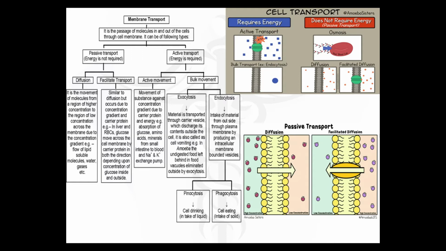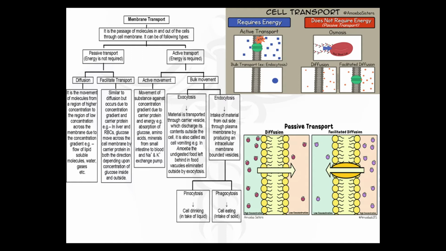Diffusion is the movement of molecules from a region of higher concentration to a region of lower concentration across the membrane due to the concentration gradient. For example, flow of lipid soluble molecules, water, gases, etc. Facilitated transport is similar to diffusion but occurs due to concentration gradient and carrier protein. For example, in liver and RBCs, glucose moves across the cell membrane by carrier protein in both directions, depending upon the concentration of glucose inside and outside.